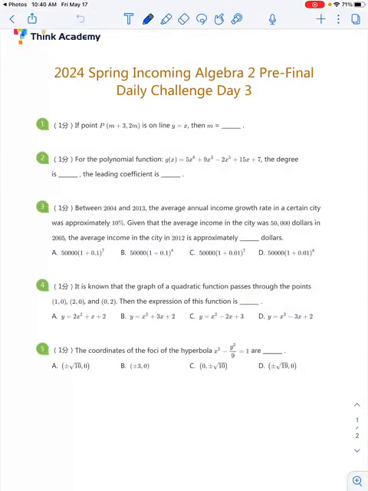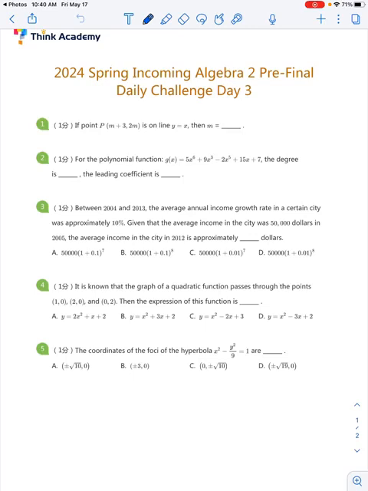Okay, so let's take a look at day 3 of our Algebra 2 final daily practice. In the first problem, we know that the point P is on the line y equals x, so what's going to be the value of n? Knowing the point is on an equation, if you plug in the coordinates, it's going to satisfy this equation, right?